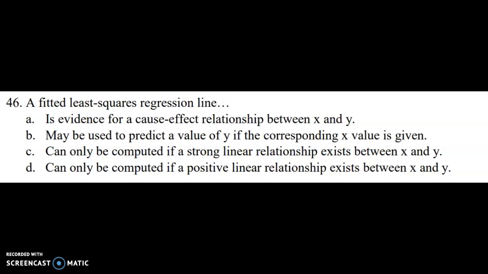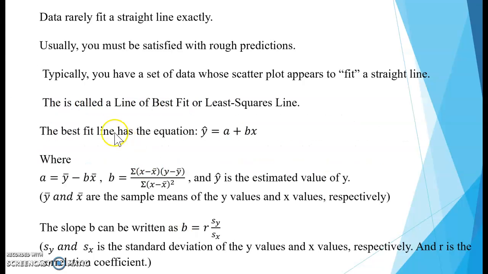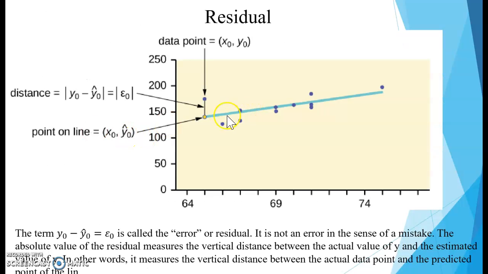B: May be used to predict a value of y if the corresponding x value is given. Yes, and let me show you why. We're talking about the least squares line, or the line of best fit, and it has this equation, y hat is equal to a plus bx. So this is our regression equation. What we're looking at is this right here. We've got this line that's going through it. This is the line of best fit, trying to go through all these points right here.